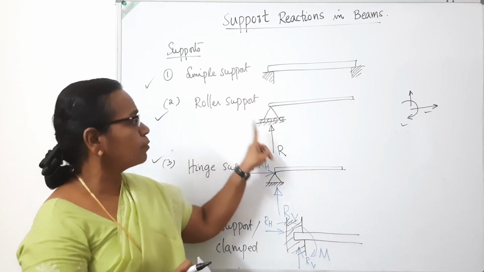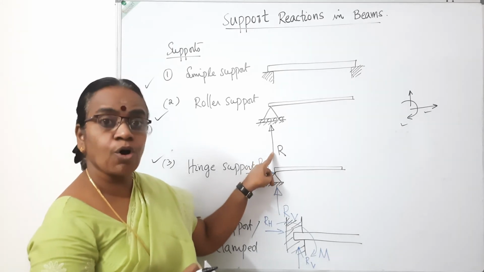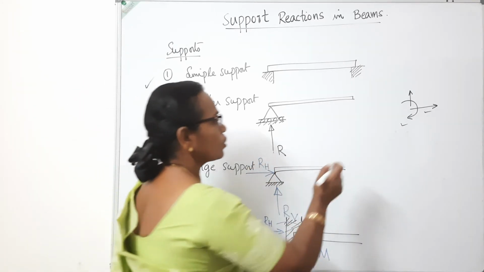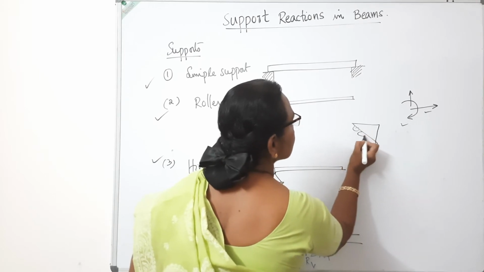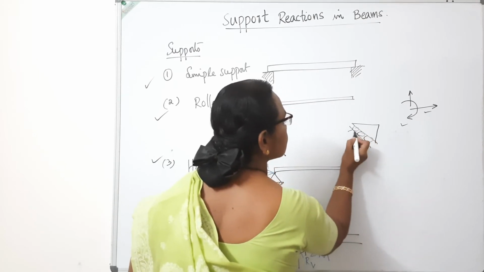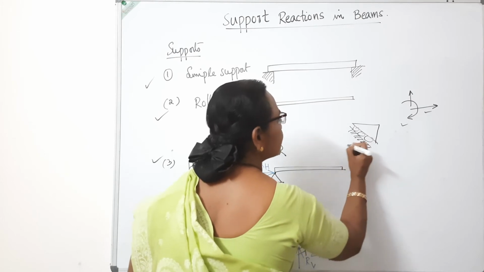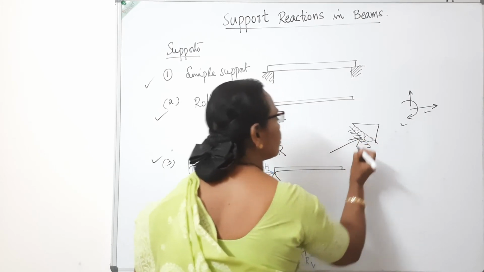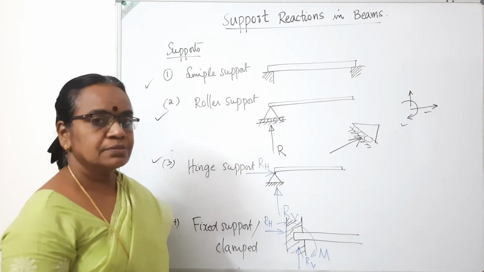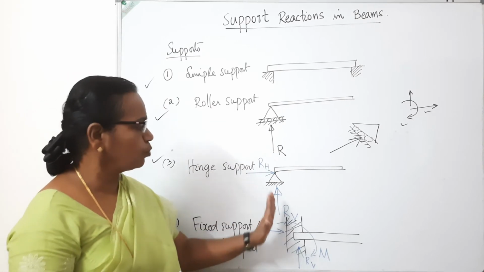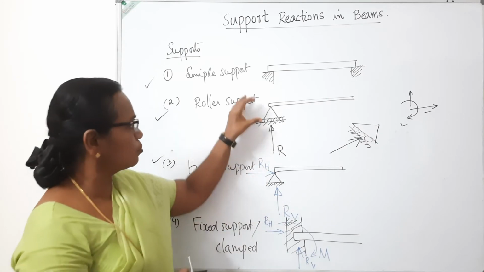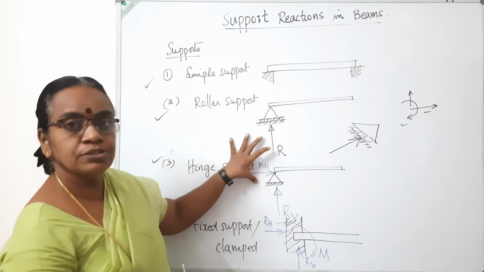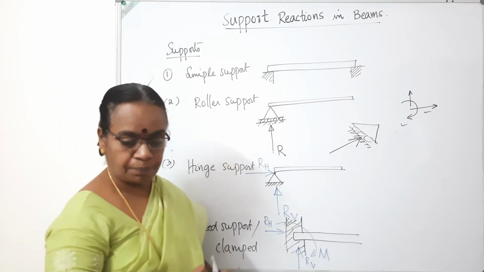In a roller support, there will be only one reaction, normal to the surface of the roller. If the roller is provided in an inclined direction like this, suppose in any structure the roller is provided in this way, then the reaction will be perpendicular to the surface of the roller. In a hinge, there will be two reaction components, a vertical reaction and a horizontal reaction. So these two will be most commonly dealt with in your syllabus.